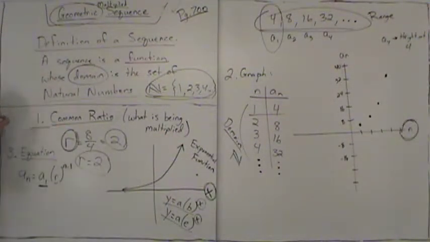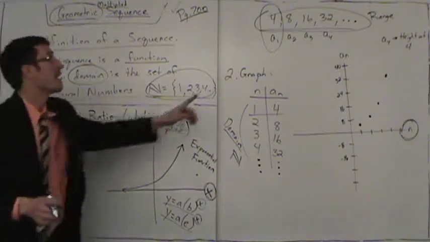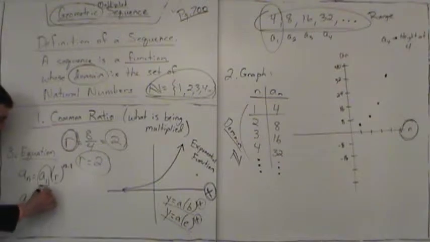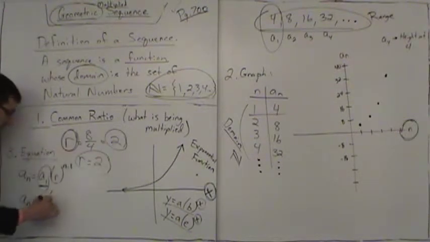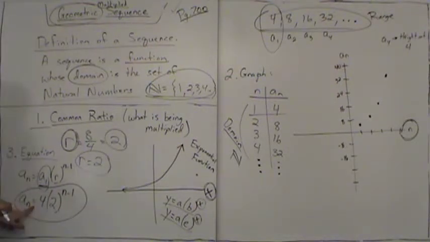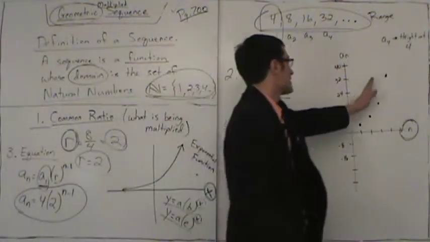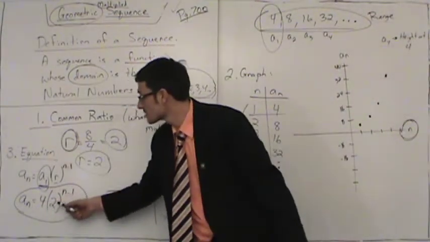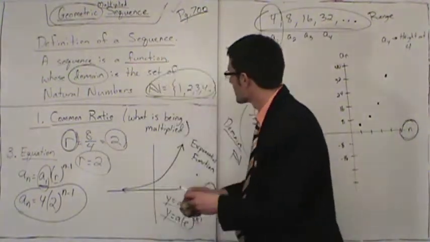Now, to write the equation is very simple. a sub n is y equals, and we need a sub 1. Height at 1 is 4. This is actually very, very easy to write. 4 times the r value, and the r value is 2. So we say 4 times 2 to the n minus 1, and you're done. You have written the equation of this geometric sequence. The equation is a sub n equals 4 times 2 to the n minus 1 power.